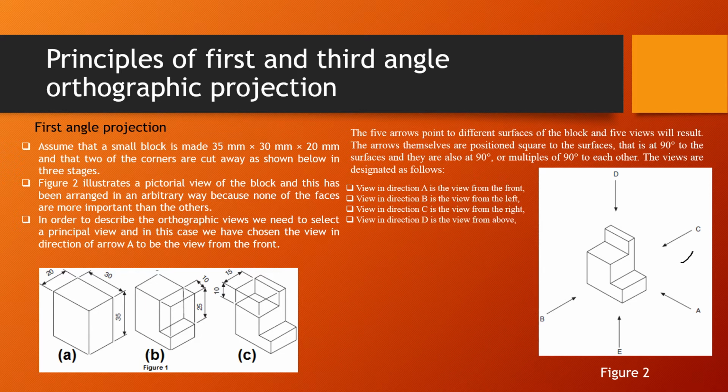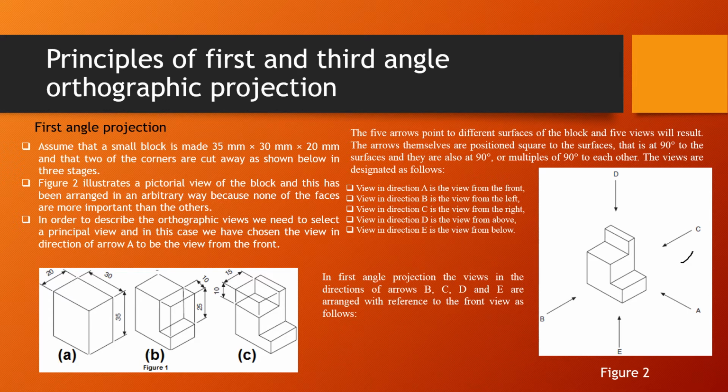The view in direction D is the view from above, that is the upper side of the object. The view in direction E is the view from below, that is the beneath view. The E direction is the below of the object. According to our reference, A is our front view.